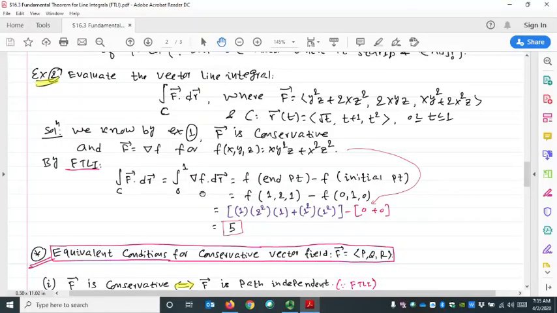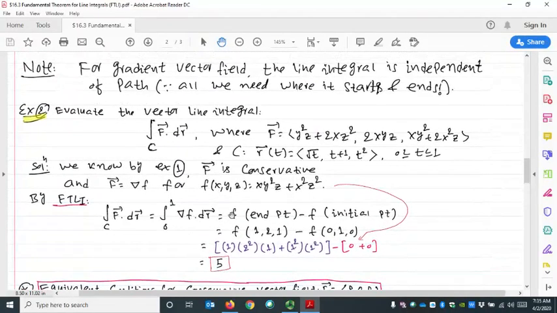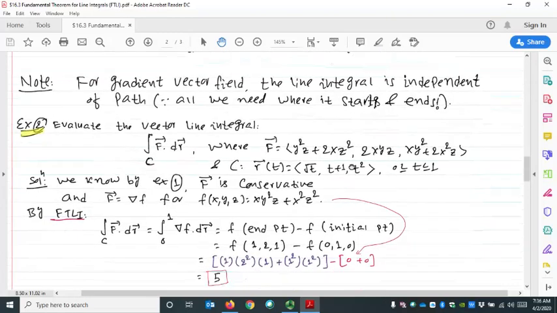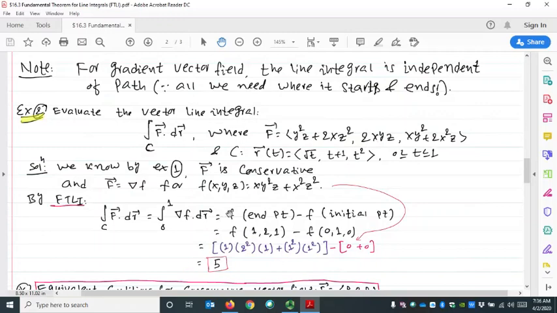This equals simply little f evaluated at the endpoint. Can I see the formula here? Yeah. f at the endpoint minus f at the initial point. So this is little f evaluated at the endpoint minus little f evaluated at the initial point. So our little f is given here. The endpoint is when t equals 1. The initial point is when t equals 0.